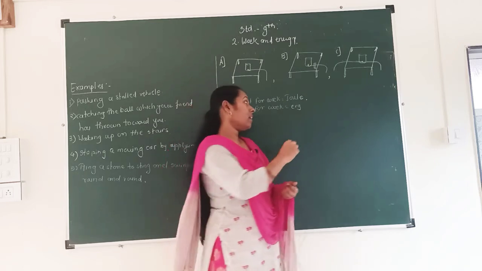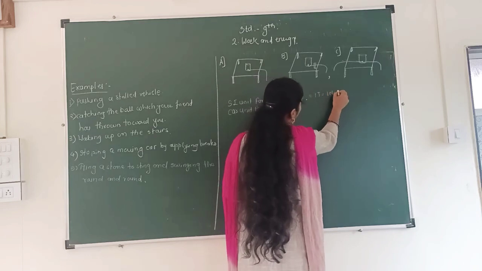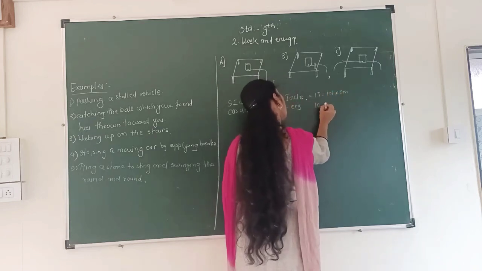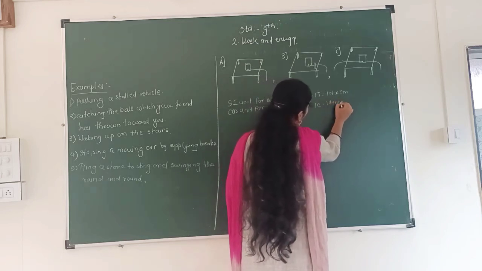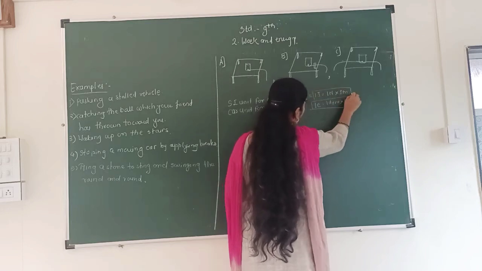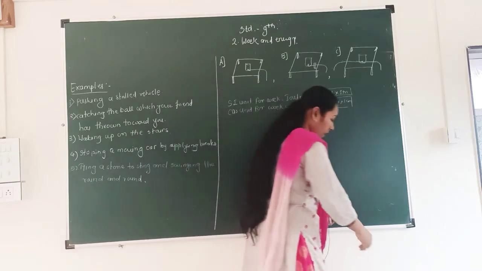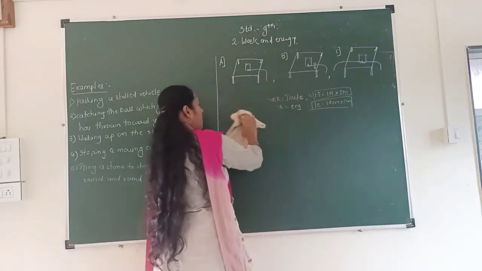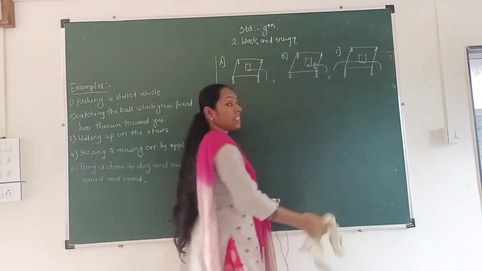All of you know that 1 joule is 1 Newton into 1 meter, and 1 erg is 1 dyne into 1 centimeter. These are the two units for work which we have already seen in a previous lecture: the SI unit of work is the joule and the CGS unit for work is the erg.